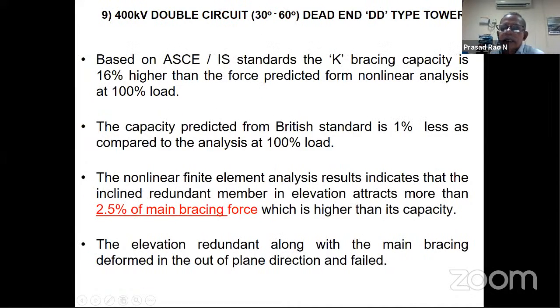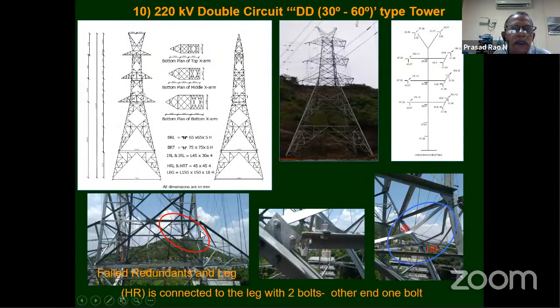And this is another detailing failure I will tell you. If you see, it is a 220 kV double circuit dead end tower. See, because of the secondary bracing. If you see here, the secondary bracing, these IR and HR, have lesser capacity when compared to the leg member.